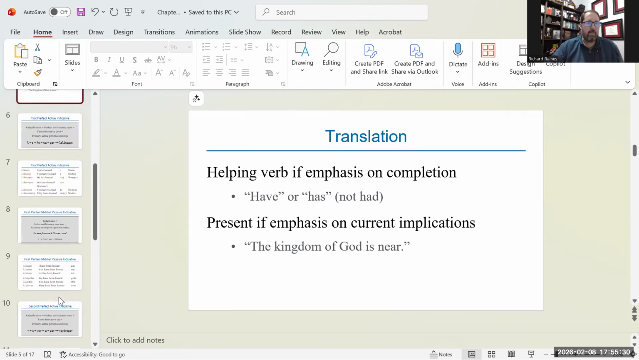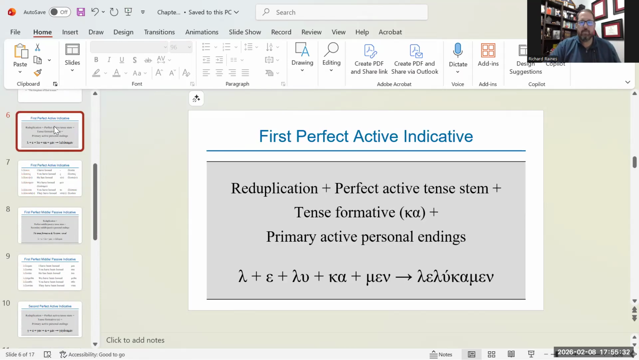So let's look at the first perfect active indicative. And we are on page 278, section 25.6. So we're introducing an aspect of Greek grammar here that you haven't seen yet, and that is the reduplication. Now, we're going to just show you the reduplication in these paradigms that we're going to cover, and then later we're going to go over some rules for reduplication.